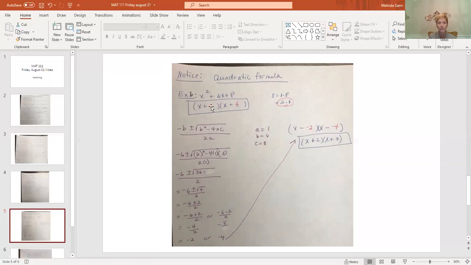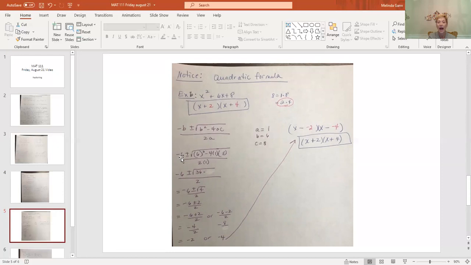So look what I did. Remember, a is the coefficient of your quadratic. So when there's not a number, it's understood to be a 1. B is the coefficient of your linear term, so it's a plus 6. And then C is your constant, so it's a plus 8. So there's my A, my B, and my C. Remember, there's your quadratic formula.